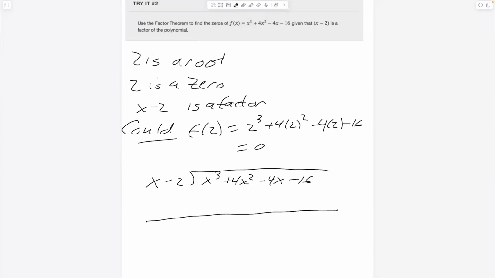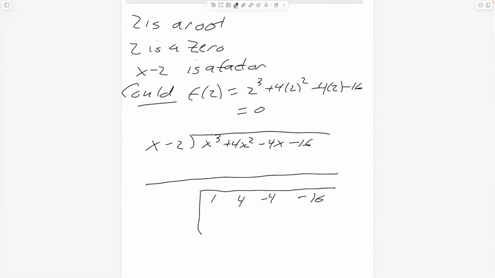So I'm going to write all of my coefficients, making sure I don't skip over any powers of x. 1, 4, -4, -16. We didn't have any missing powers of x, so I don't have to put any zeros. Here's where people mess up. The number outside here is whatever's after the minus here. The thing that we think is a root. First one just comes straight down. Then it's multiply and add the rest of the way.